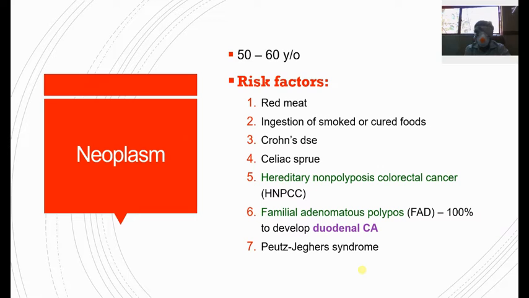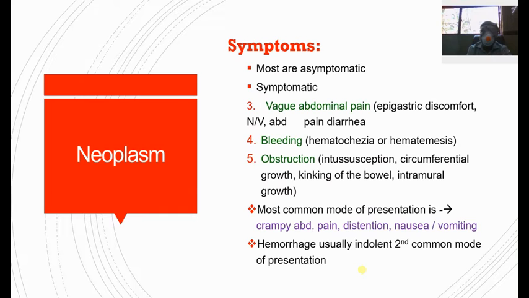And hereditary non-polyposis colorectal cancer also contributes to the occurrence of tumors in the small intestine. Similarly, familial adenomatous polyposis also results in small intestinal tumors, particularly duodenal carcinoma is important in this respect. And the last one is Peutz-Jeghers syndrome. These are also considered to be risk factors for neoplasm of the small intestine.